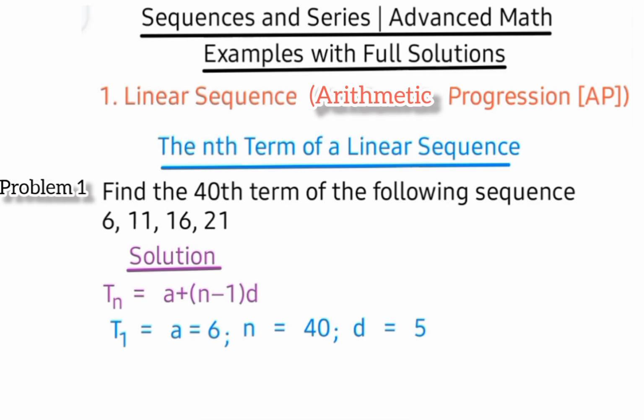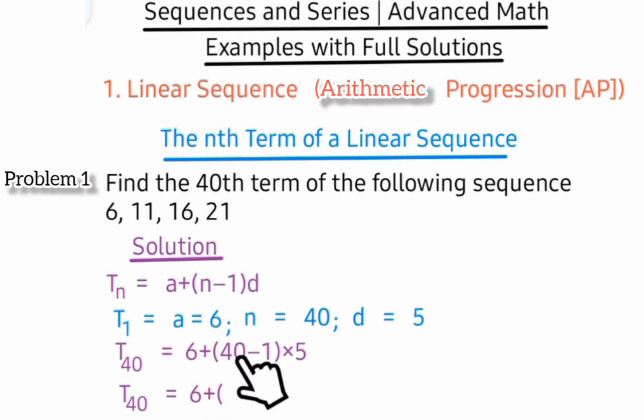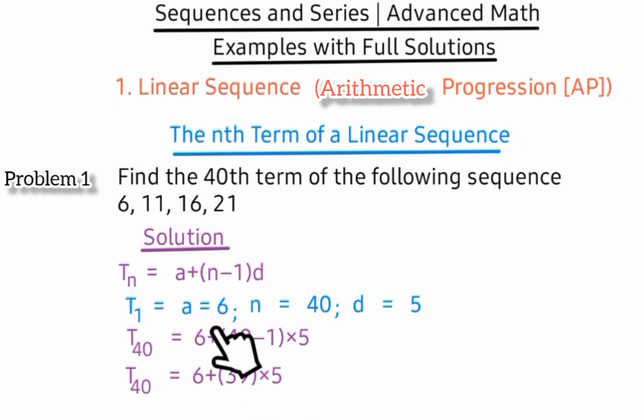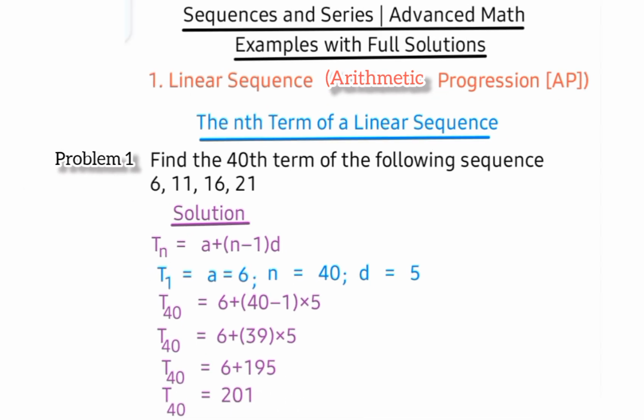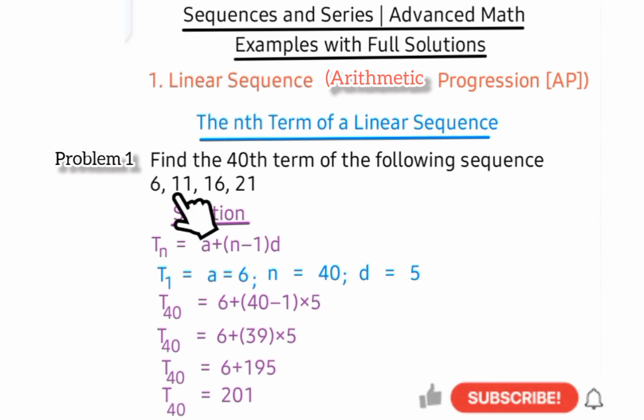Now, let's find the 40th term of this sequence by substituting all these values into our formula. We did say our n value is 40, so we have T40 equals a, and we did say our a value is 6, plus (40 minus 1), d value is 5. So 6 plus 40 minus 1 multiplied by 5. 6 plus 39 multiplied by 5 gives 195. 6 plus 195, 201. Therefore, the 40th term of this sequence is 201.